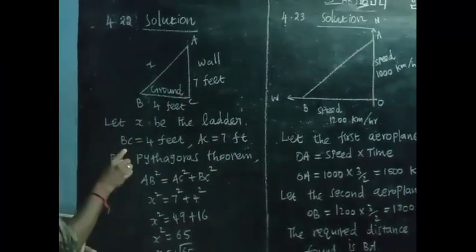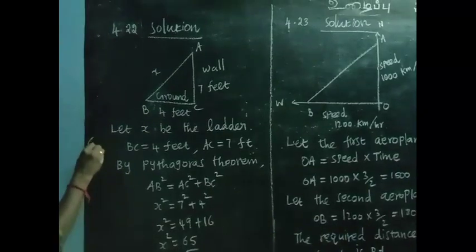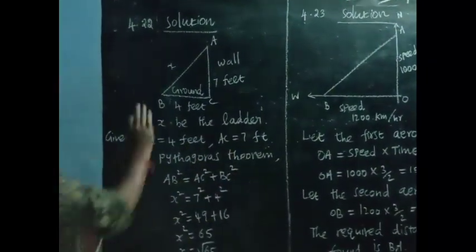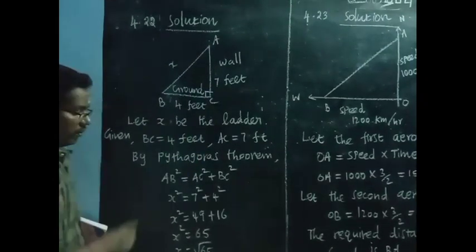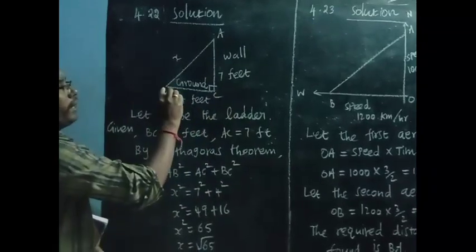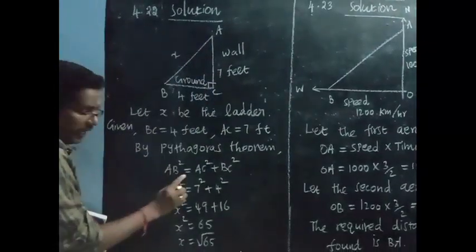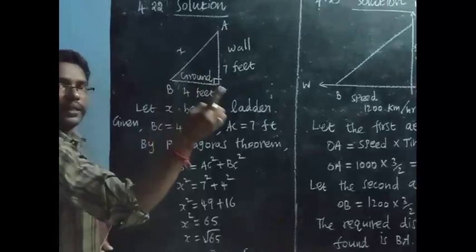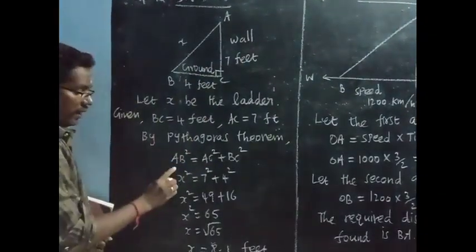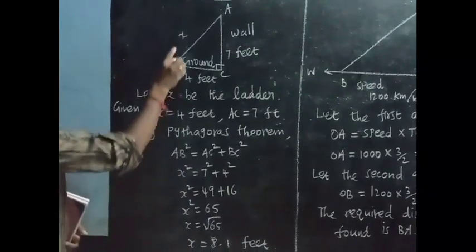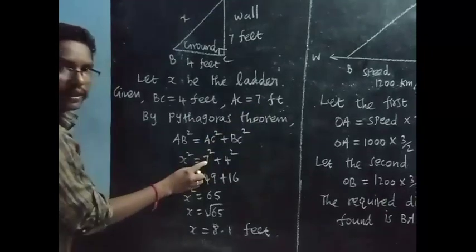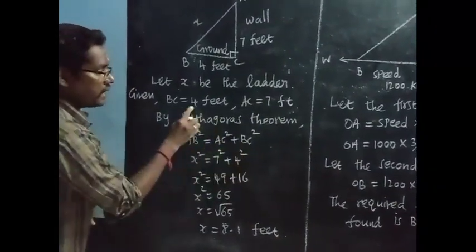We find the length of the ladder. Given BC equals 4 feet, and AC equals 7 feet. By using the Pythagoras theorem, ABC is a right angle triangle, the hypotenuse is AB. Therefore AB square equals AC square plus BC square. Substituting AB equals X, X square equals 7 square plus 4 square.